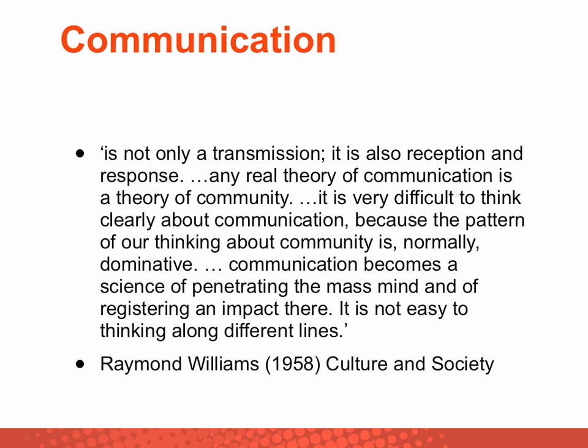It is very difficult to think clearly about communication because the pattern of our thinking about community is normally dominative. Communication becomes a science of penetrating the mass mind and of registering an impact there. It is not easy to think along different lines. What Williams is talking about here is the fact that communication has a dominant meaning, and this dominant meaning is very much linked to the community in which this communication is taking place. As such, it is very hard to open up our minds to think in different ways.